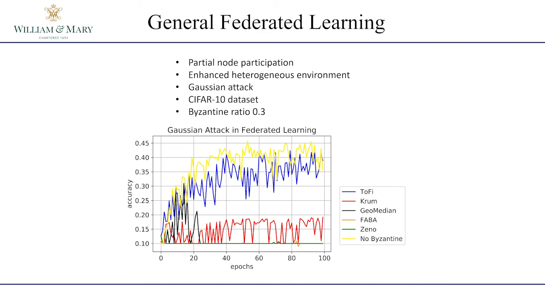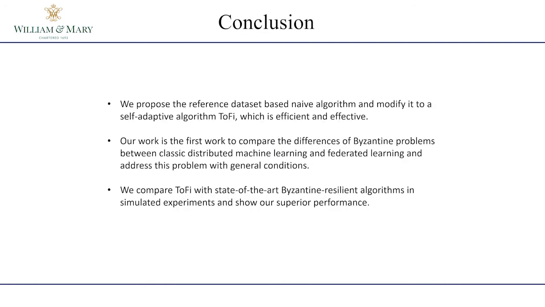It is because those algorithms are not designed to deal with the two differences we discussed in federated learning. When the distribution of each node's dataset is not IID, and Byzantine nodes may take the majority in some iterations, the performance of those algorithms downgrades a lot. So in summary, we proposed a naive algorithm and modified it to a practical algorithm, ToFi, to defend against Byzantine attacks in federated learning. Our algorithm is more effective than previously proposed algorithms and is very efficient.